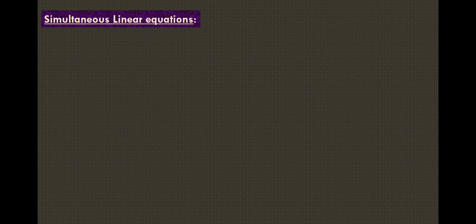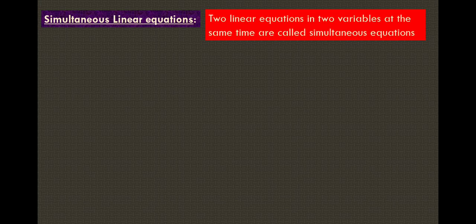Next one, simultaneous linear equations. What do you mean by this? Two linear equations in two variables considered at the same time are called simultaneous equations. That means if you are given two linear equations in two variables at the same time, that is referred to as a simultaneous equation. You are going to understand this in the sums.